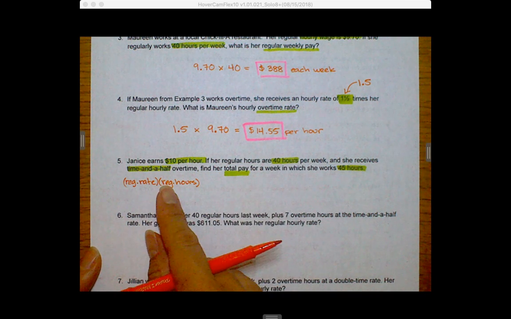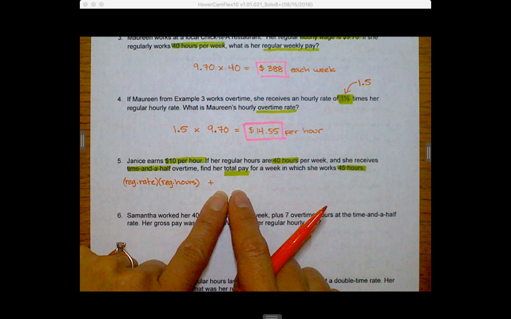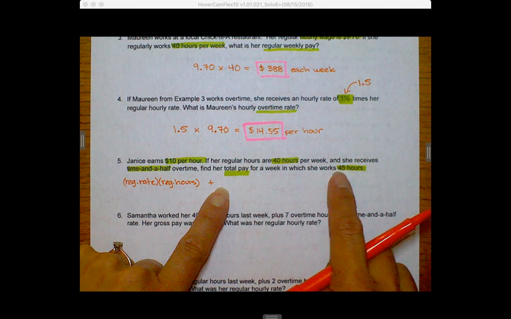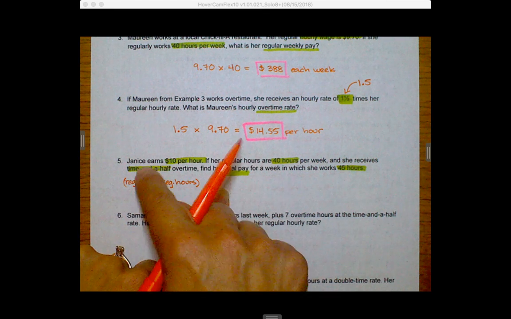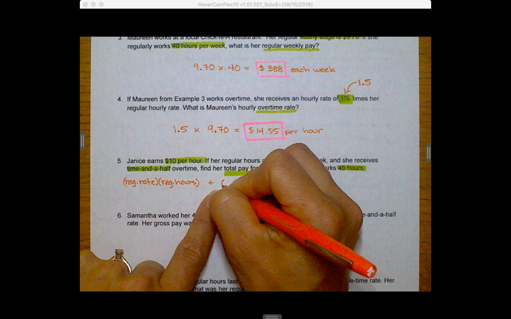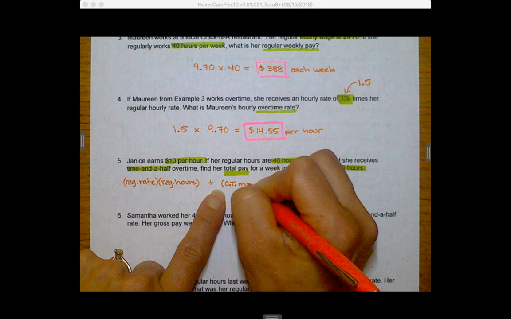Okay, that's what she would get for the 40 hours. Then we're going to add to that her time and a half rate, or her overtime rate. Now, remember, some of these hours are going to be overtime hours, and in this case, she's getting paid time and a half. So there's that multiplier. So we need to think about what is her overtime multiplier.